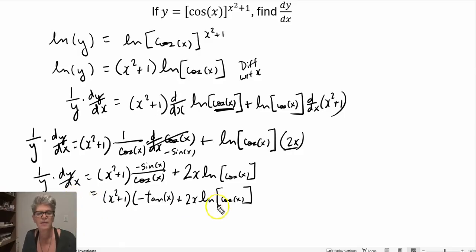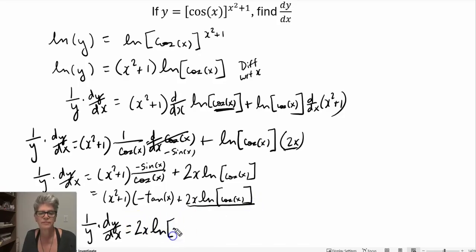So I am now going to write 1 over y times dy dx is equal to, and I'm going to have this term out the front because it's positive. And then I'm going to distribute that minus tangent of x through x squared plus 1. So I'll have minus x squared times tangent of x and then minus tangent of x.